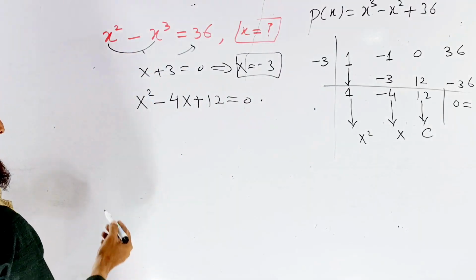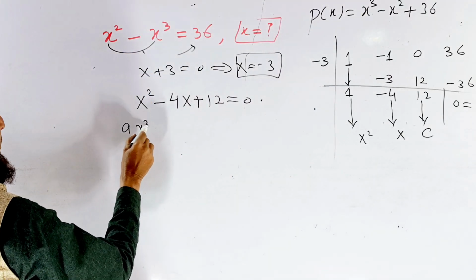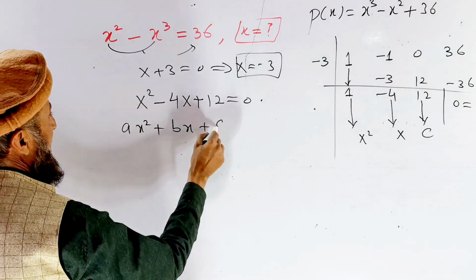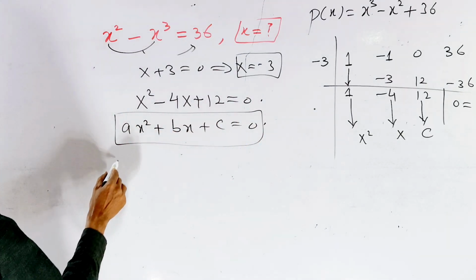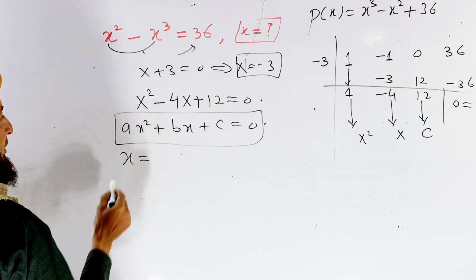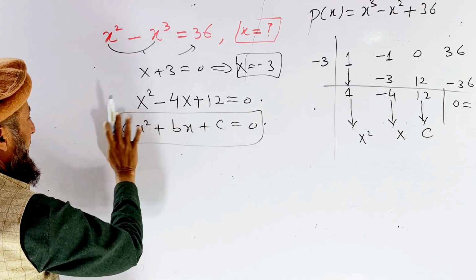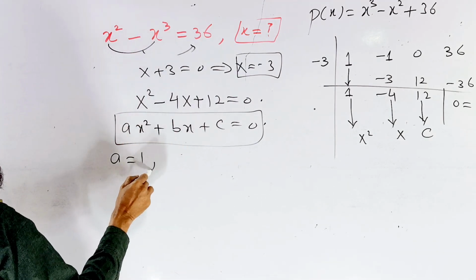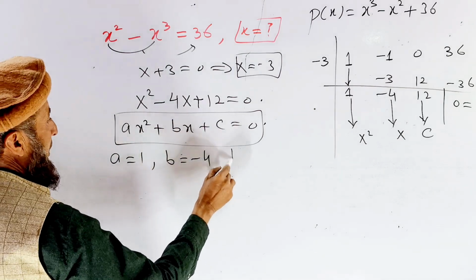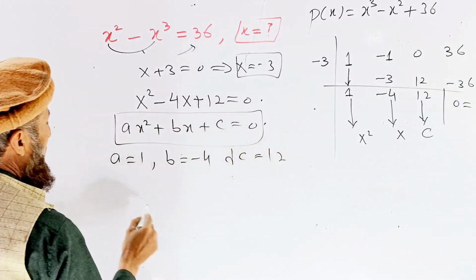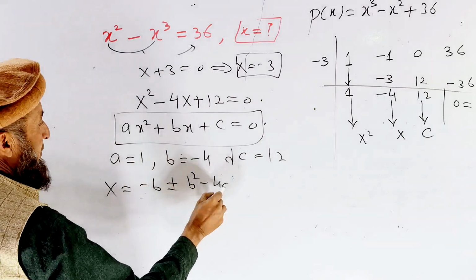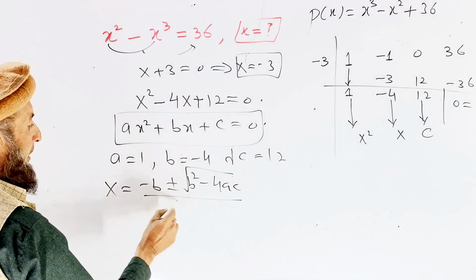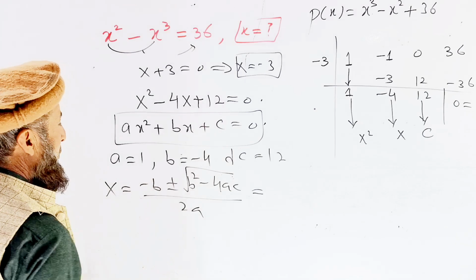Now for the other roots, we compare with ax square plus bx plus c is equal to 0. This is the quadratic equation, and here we use the quadratic formula. First we compare the constant values: a is equal to 1, b is equal to minus 4, and c is equal to 12. So x is equal to minus b plus minus the square root of b square minus 4ac, divided by 2a. So substitute the values here.